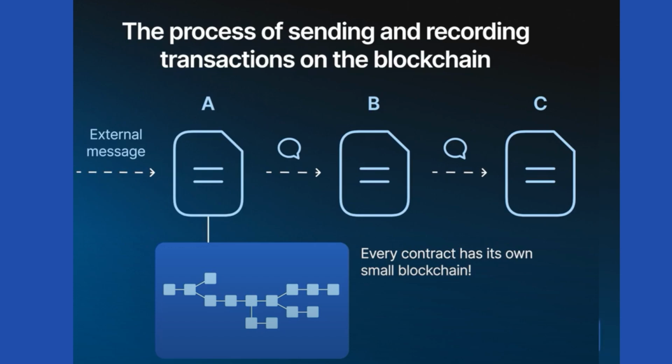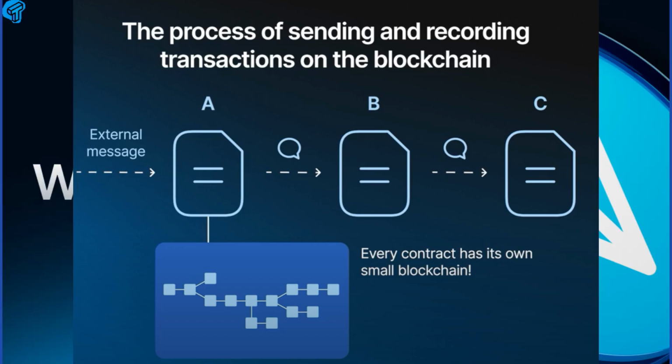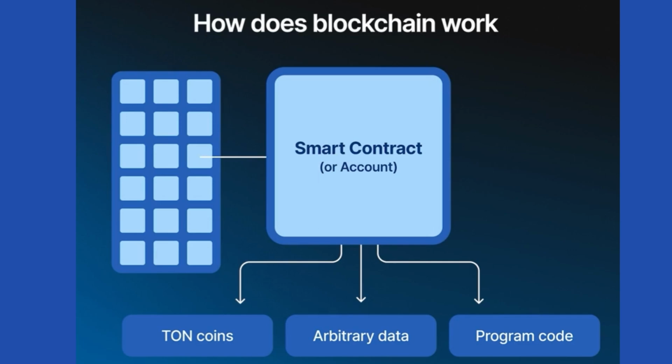Ton is a ledger of state transitions. It's kind of a more general idea than just a ledger of transfers. It's a ledger of changes in the state of arbitrary accounts. Every smart contract is also called an account. And an account has its own storage and it has its own unique address. Accounts also store the balance of Ton coins and the program code.